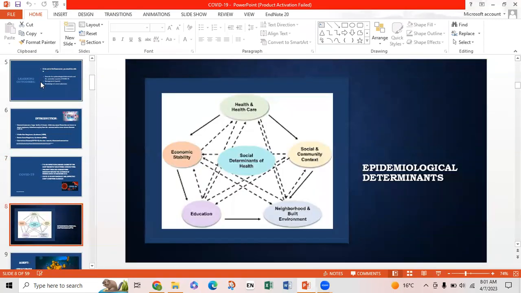This shows the epidemiological determinants: health and healthcare delivery, social and community contact, neighborhood and built-in environment, education, economic stability, social determinants of health and healthcare delivery along with economic stability. All these factors are interrelated and are causing the disease to spread.